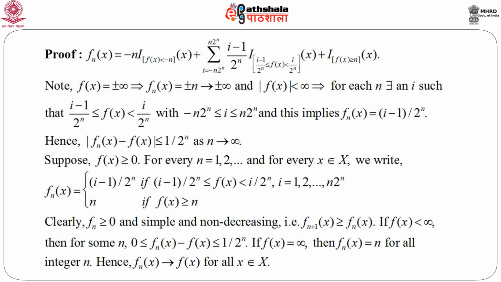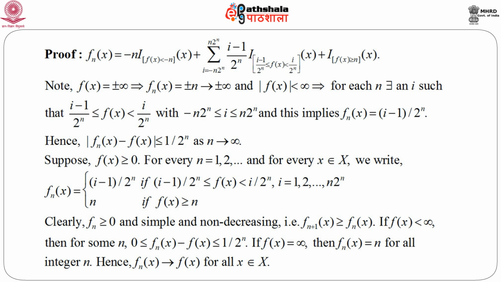Now, remember these two extreme functions, defined over f(x) less than minus n and f(x) greater than or equal to n. This is basically to incorporate the infinite values, the extended real numbers, that means minus infinity or infinity. So, clearly note that if f(x) is equal to infinity or minus infinity, this will imply that f_n(x) must be equal to plus n or minus n respectively, which goes to plus infinity or minus infinity respectively as n goes to infinity. And so, this encompasses the infinity situations when f(x) equals infinity or minus infinity.